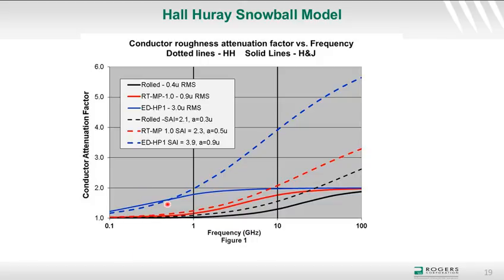So here are some calculations. The solid lines are the Hammerstad and Jensen model for three different foils with these parameters of roughness and surface area index. The black lines, red lines, and blue lines are each for the same foil. As we discussed earlier, Hammerstad and Jensen saturates at a conductor attenuation factor increase of a factor of 2, while you see that Hall-Huray predicts a much higher increase and is clearly not saturating in the same way.